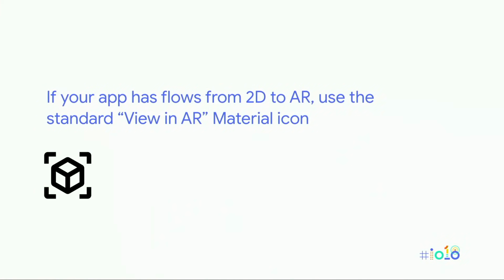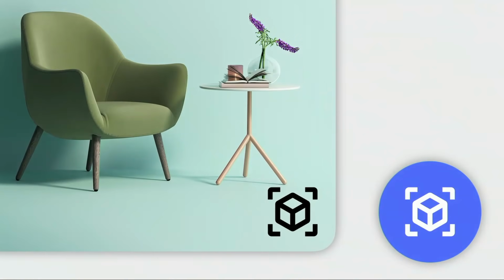One of the first things you can do is leverage a standard view in AR material icon. So users, when they see that, they know that when they hit this icon, they're going to be going into AR. You can use this in all the normal places that icons appear, like a floating action button or on top of cards, as the indicator that you can actually view this object in 3D in your environment.